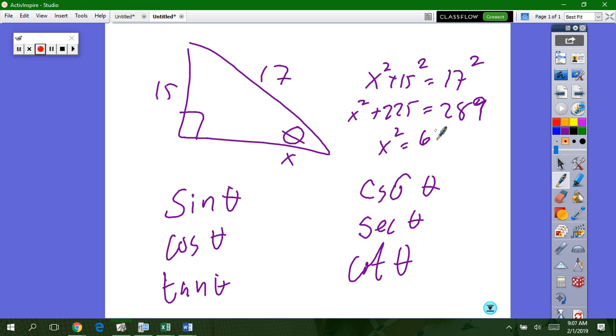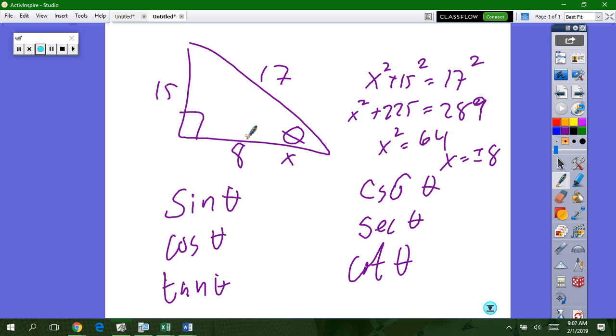X squared is 64. X is what? Plus or minus 8, right? We want to always be aware of the minus, but should I have a minus up there? There's not really such a thing as a negative side on the triangle. Agreed? In a while, we will have negative 8 there, depending on which quadrant we're sitting in. So we're not there yet.